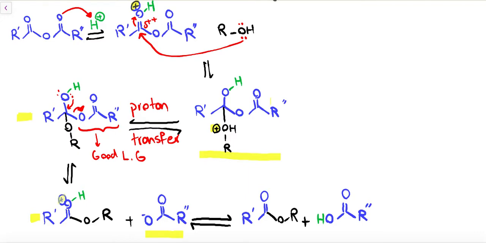This oxygen is positively charged, not really happy, so it's just going to lose that hydrogen. It becomes neutral, and because we're in an acidic environment, this carboxylate is just going to get protonated, giving us carboxylic acid. So again, this is just another proton transfer.